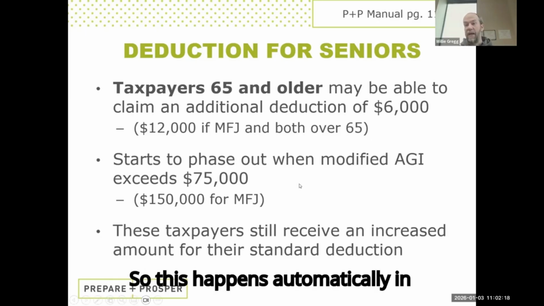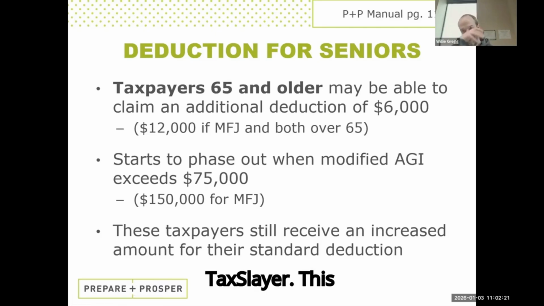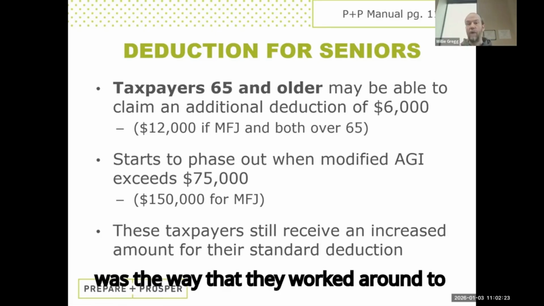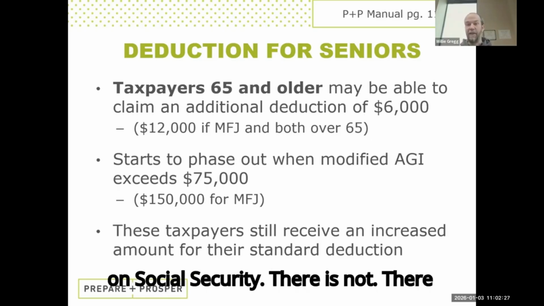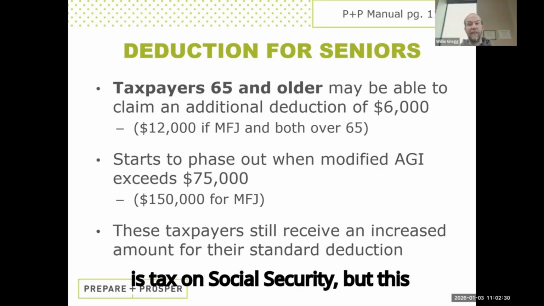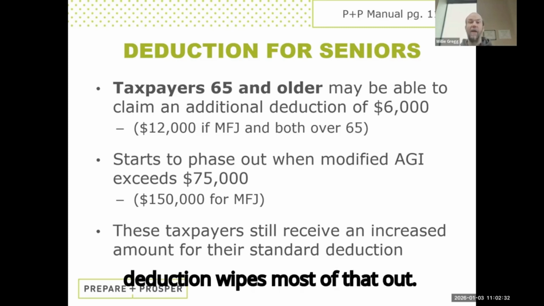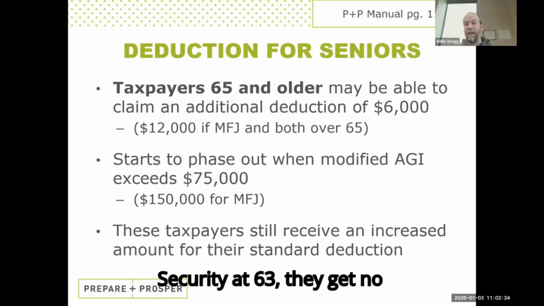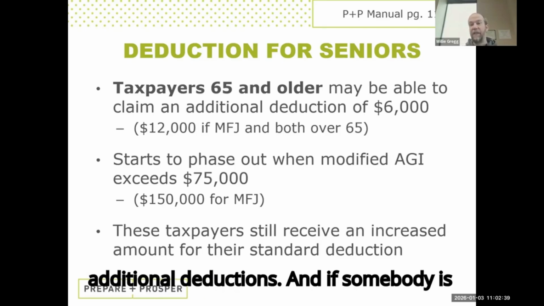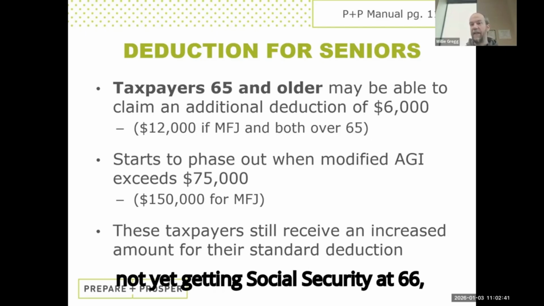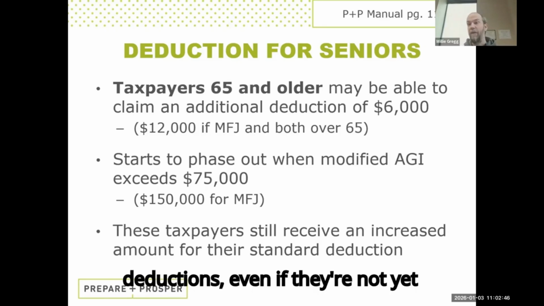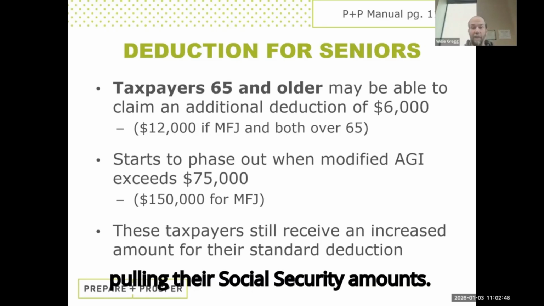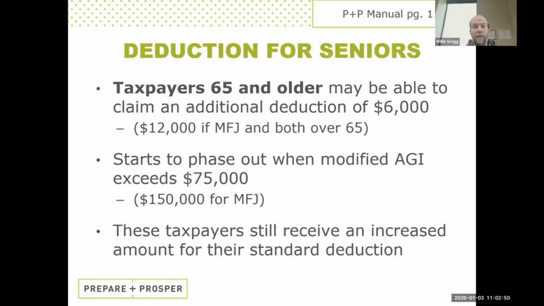So this happens automatically in TaxSlayer. This was the way that they worked around to try it. There was trying to be a no tax on Social Security. There is tax on Social Security, but this deduction wipes most of that out. However, if somebody's getting Social Security at 63, they get no additional deductions. And if somebody is not yet getting Social Security at 66, they still get these additional deductions, even if they're not yet pulling their Social Security amounts.